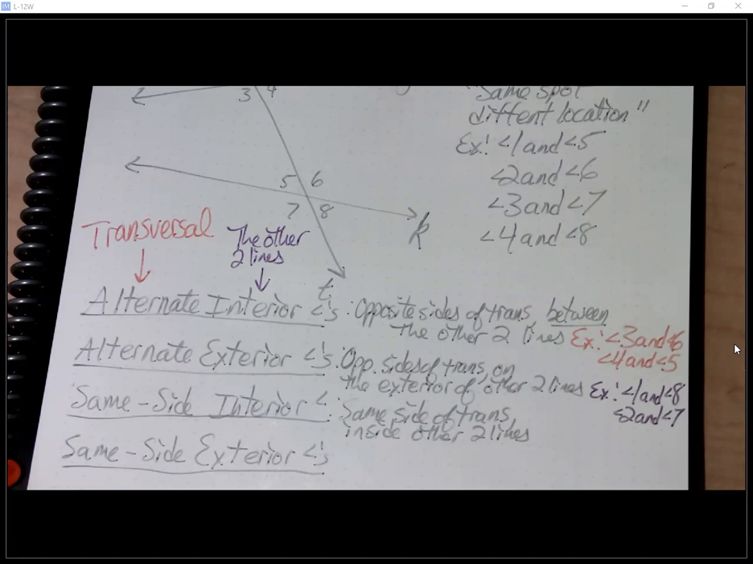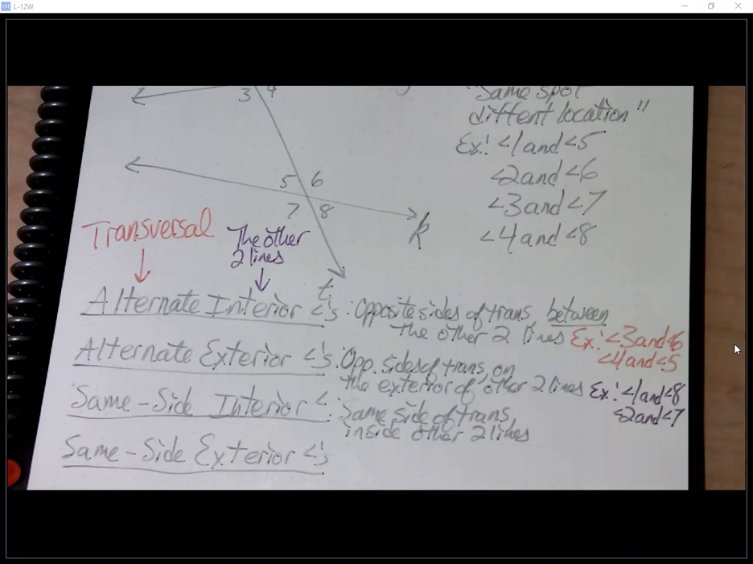Right, and let's label our lines: A, B, C, D, E. Okay. You ready for this? All right. Let's say I wanted to ask you about 1 and 11. So first, you need to ask yourself, are these two angles corresponding? Are they in the same spot, but just a different location? No, I agree with you.